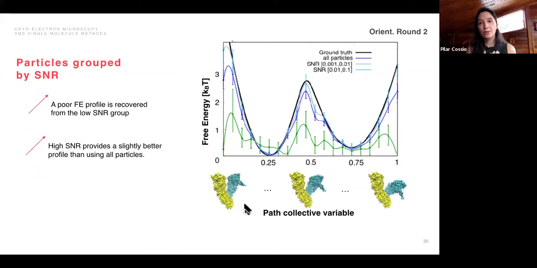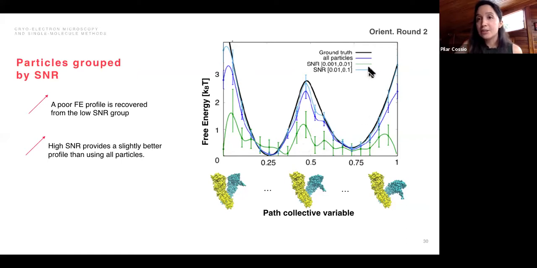So this is also shown in these results. Here I grouped the particles and separated them into two classes. In green, we have the low signal to noise ratio, and you can see that if we only have particles between 0.001 and 0.01, the recovery is really, really bad. You have very large uncertainties and it doesn't work.